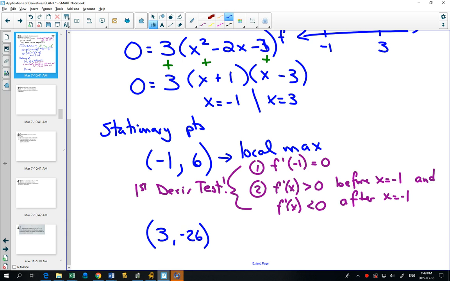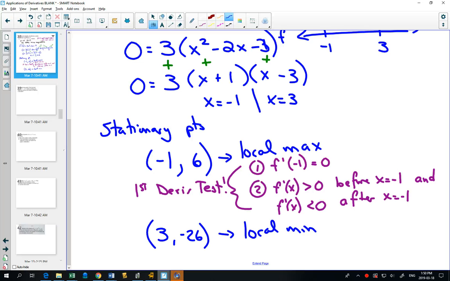3, negative 26. Okay? Again, from our work, if they didn't ask us to explain anything, we can easily see that this is a local min. If we had to explain it, we'd have to say that same thing here, except now we'd say f prime of 3 is equal to 0, and we would say that f prime of x was less than 0 before x equals 3 and bigger than 0 after x equals 3.